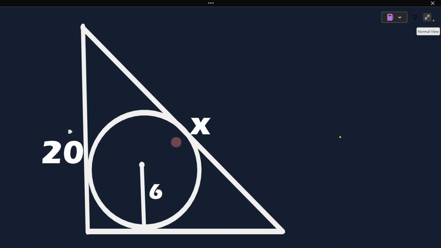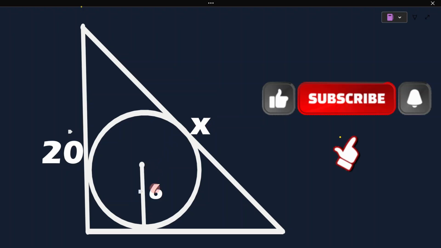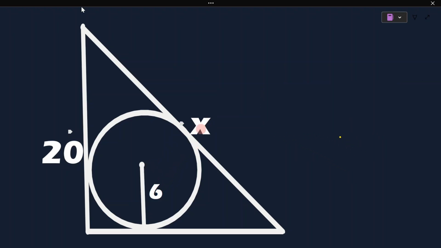Can you solve this geometry where a circle is inscribed inside a triangle such that the outer part of this circle, which we call the circumference, is touching the triangle at this point, also at this point? From here to here is 20, from here to here is given as S, and from here, which is the radius, is said to be 6.